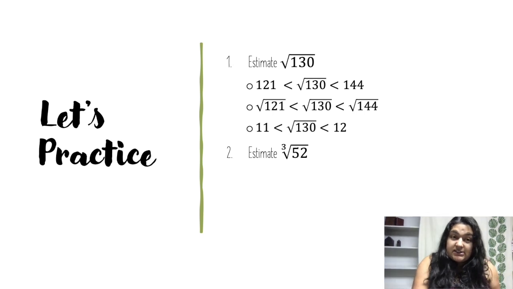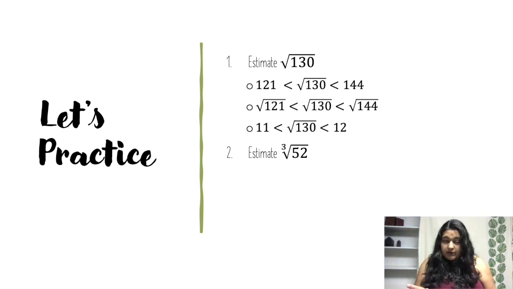Okay, our next example, we have a cube root. Do not freak out. It's okay. You can do cubes. I know you can. You totally can do it. I promise. Same steps. This time we are looking at the perfect cube that comes right before 52 and the perfect cube that comes right after 52.